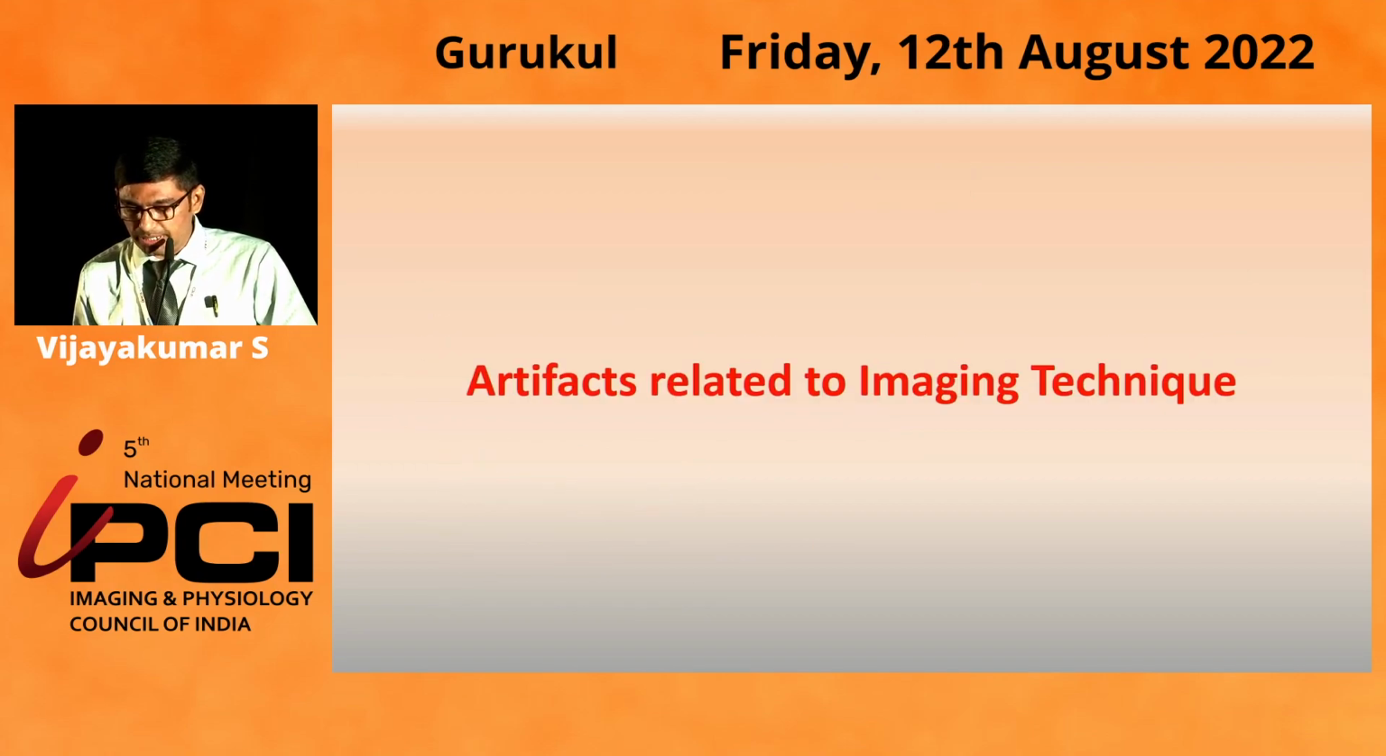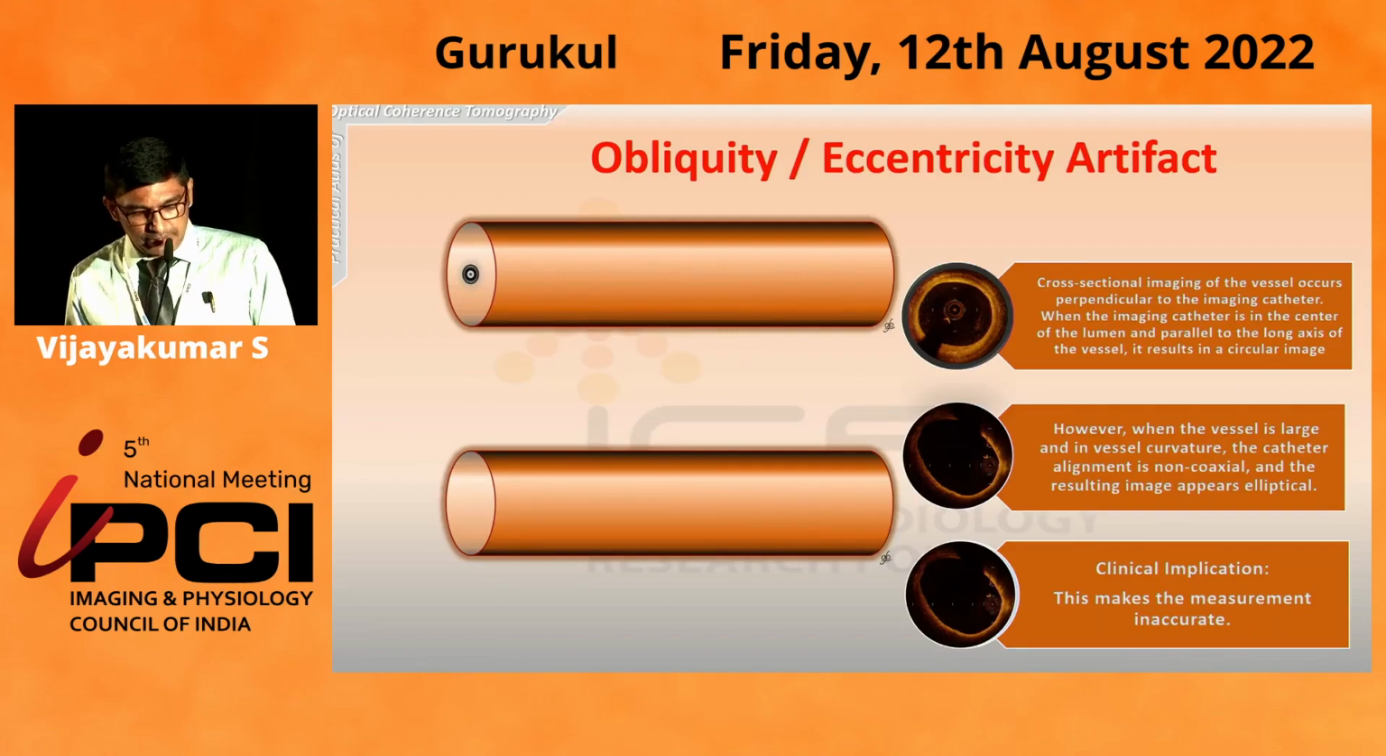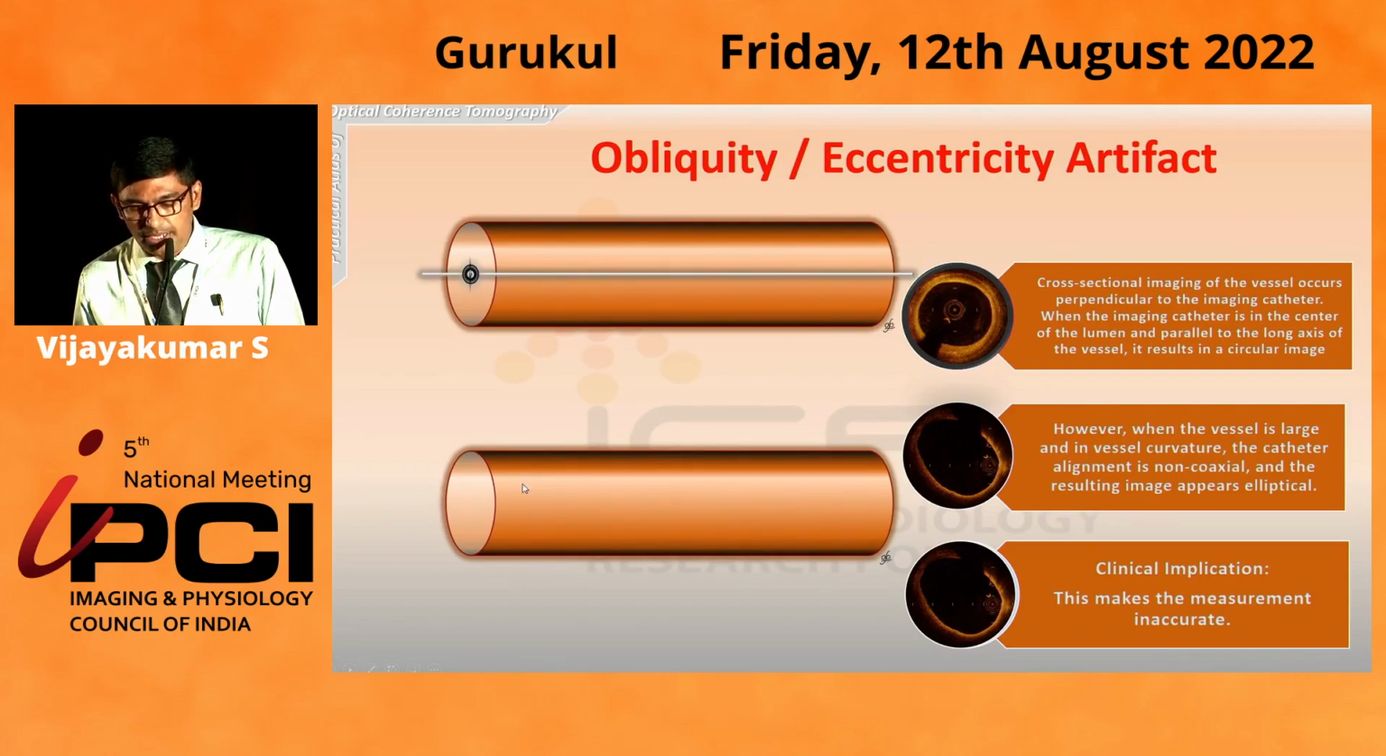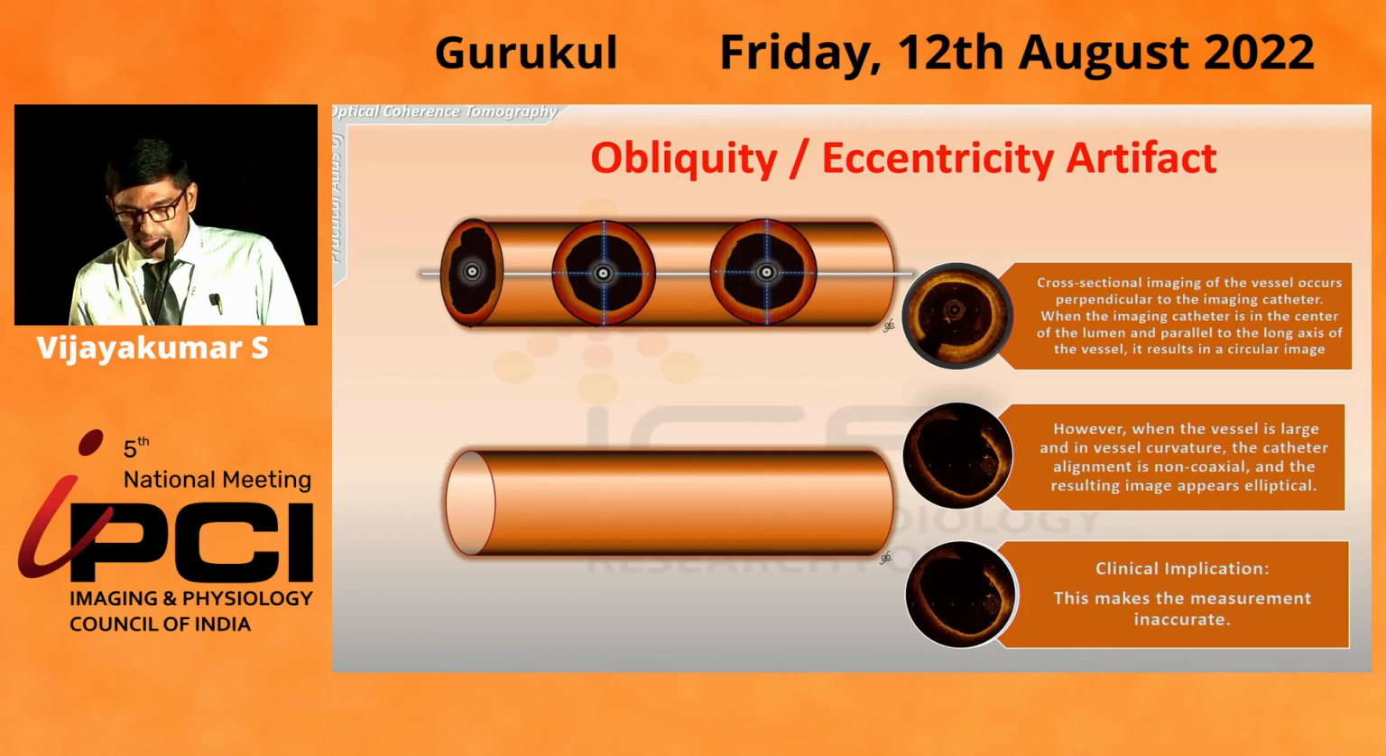There are two artifacts that are related to imaging technique. The first one is your obliquity or eccentricity artifact. As we all know, the cross-sectional imaging of the vessel occurs perpendicular to your imaging catheter. When the imaging catheter is in the center of the lumen and parallel to the long axis of the vessel, it results in a circular image. That is what you get routinely.